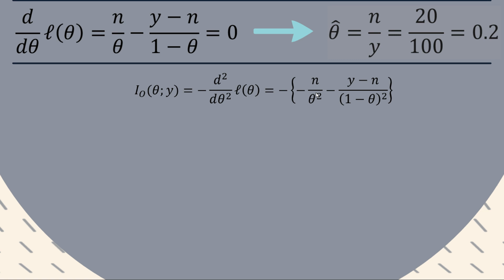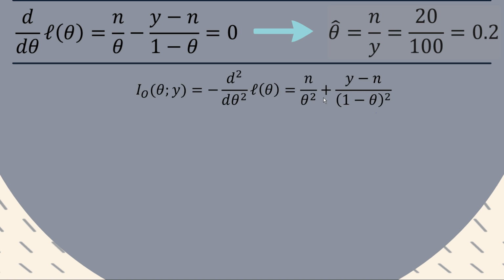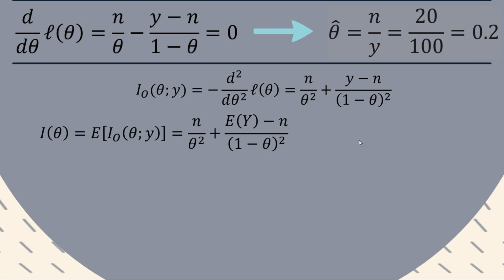And if all this is a little bit frightening for you, I might put in the notes of the video a link to some good videos on calculus and log laws. And if we get rid of a lot of these negatives that are popping up here, if I net those out, we get n on theta squared plus y minus n over 1 minus theta all squared. And this is our observed information.